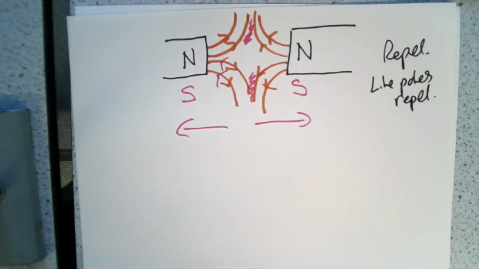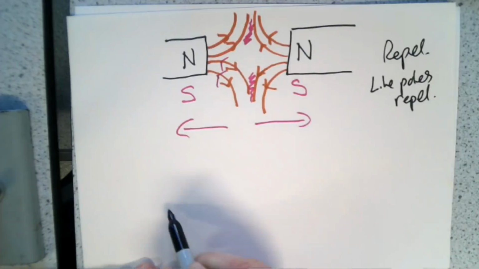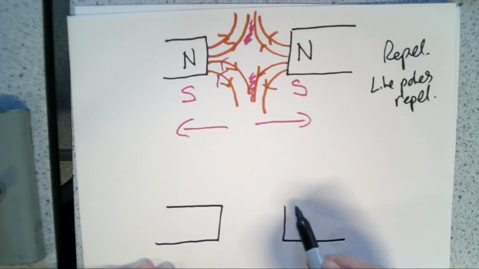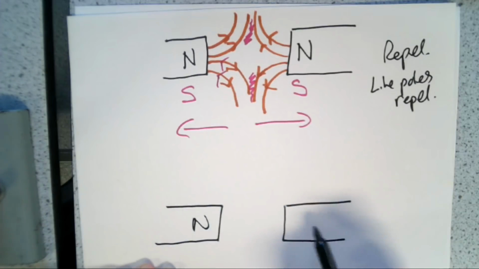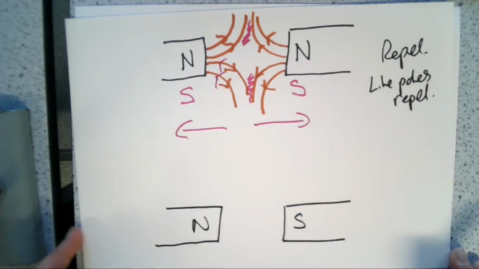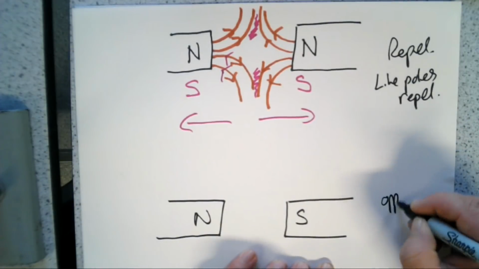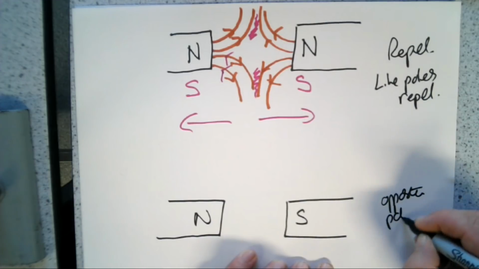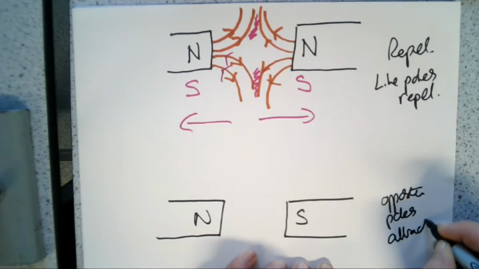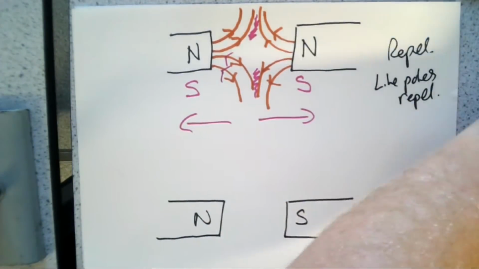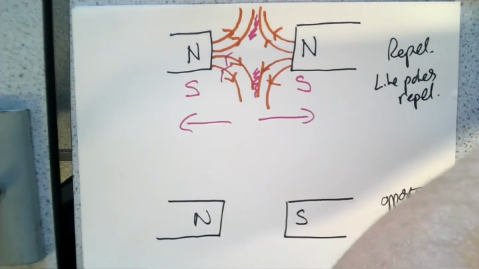But how do we explain what happens if we actually have a north and a south pole that come together, north and south? Well, we know when we bring two poles that are opposite, that they attract. But we've got to be able to explain what's happening with this magical non-contact force. Okay, so we've got to draw on our field lines.